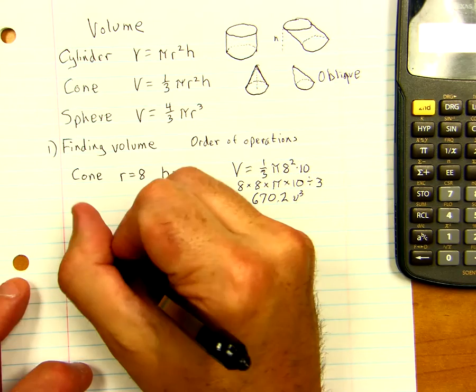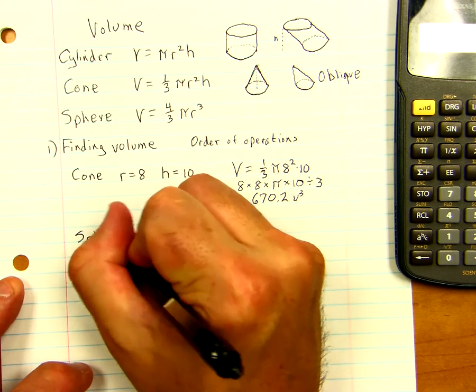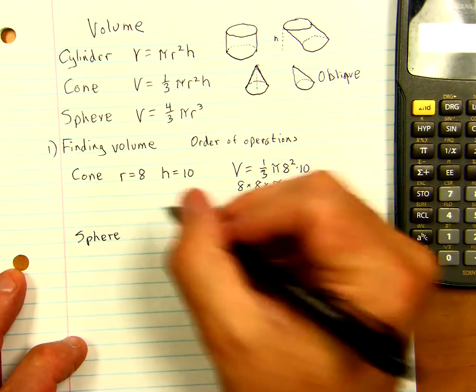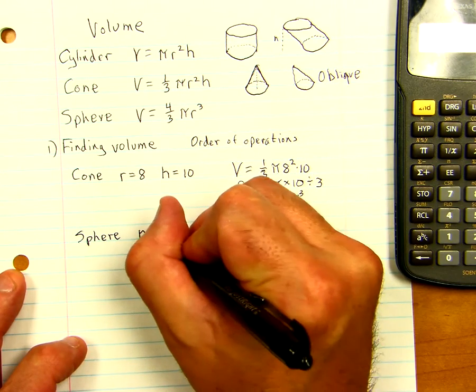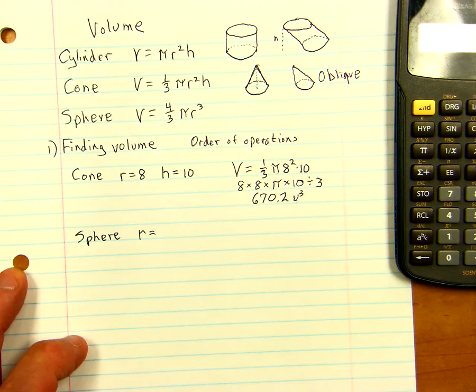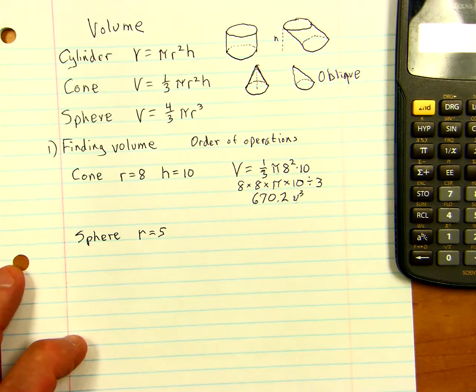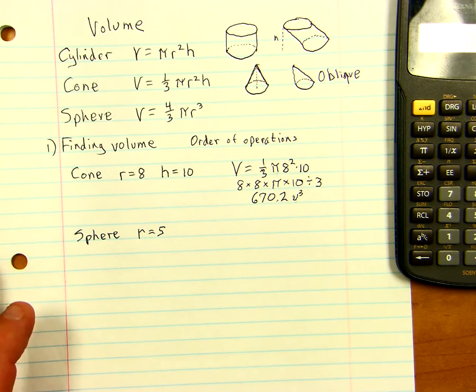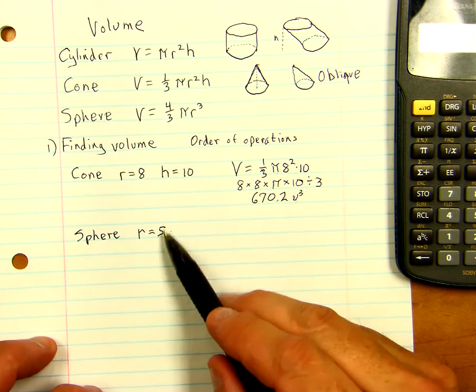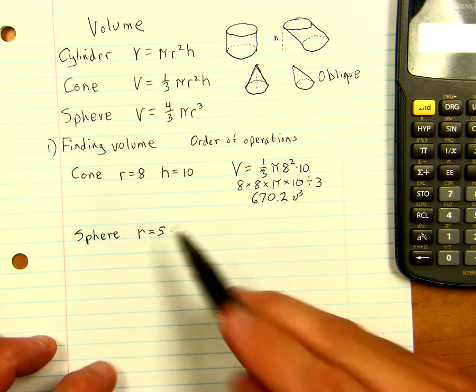For a sphere, all we need is radius. Let's pick the number 5. Careful with radius, by the way. They might show you diameter. What do you do if they show you diameter? You just cut it in half, right? So diameter is 10, so make sure you're using the radius.